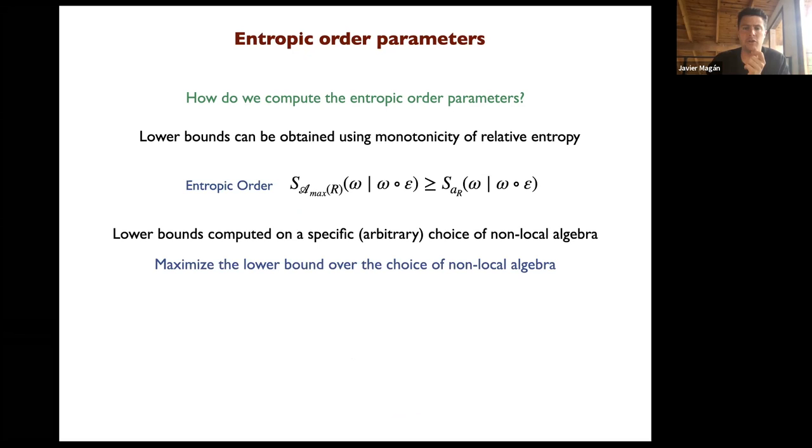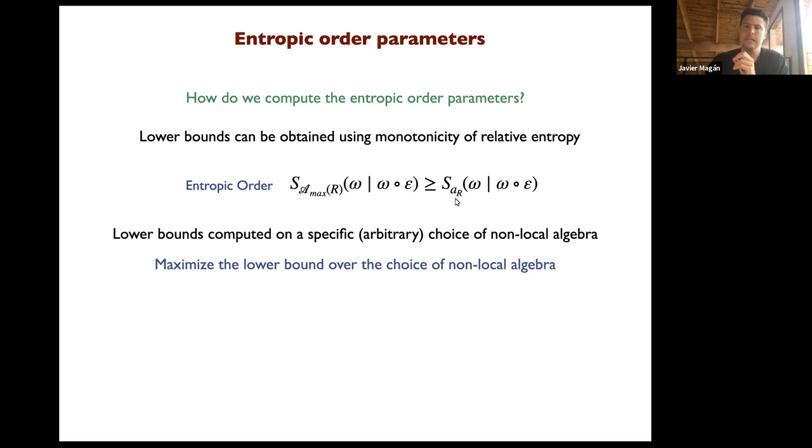So first, let me say that the exact computation of this relative entropy is very challenging, but we have found a two-step process that allows us to find very, very tight results. First we notice that lower bounds can be obtained using monotonicity of relative entropy. This relative entropy is computed in the maximal algebra, but we can find a lower bound by choosing an arbitrary non-local algebra generated by non-local operators and computing the relative entropy there, which is more or less simple. Then monotonicity ensures this is a lower bound.